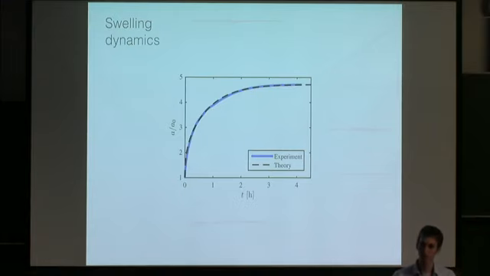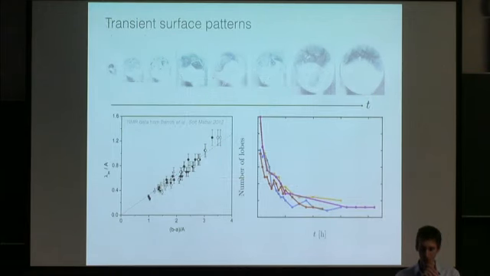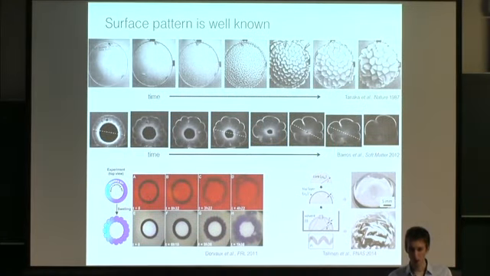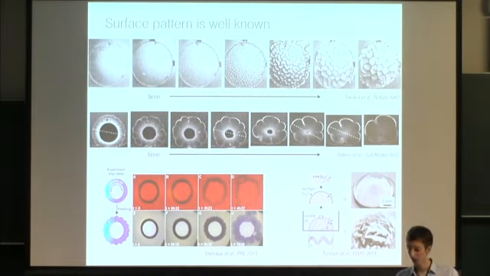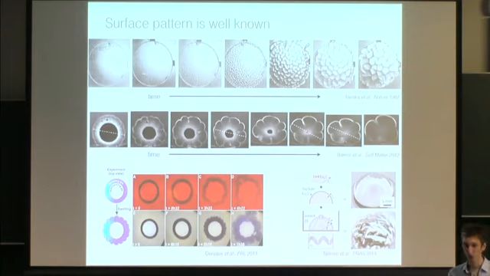Will you show us the drying? I will, sort of. So I'm going to skip ahead quickly just to get to the drying stuff. So you can say some things about the number of lobes. This is just measurements of the number of lobes as a function of time, and other people have done this as well. And the fact that you get a surface pattern during the swelling of gels is not new. So people have known this for a long time and studied it in a variety of contexts.